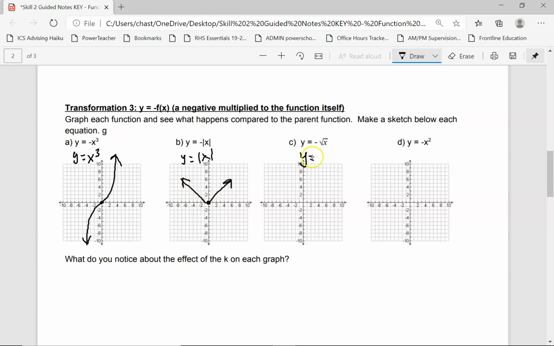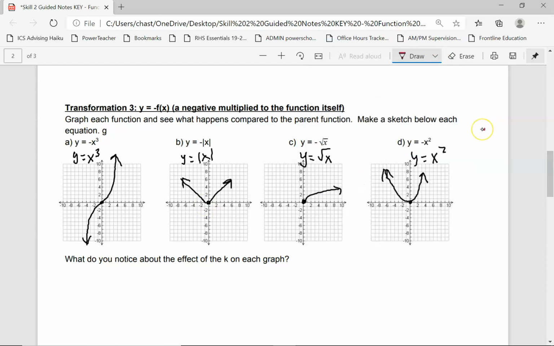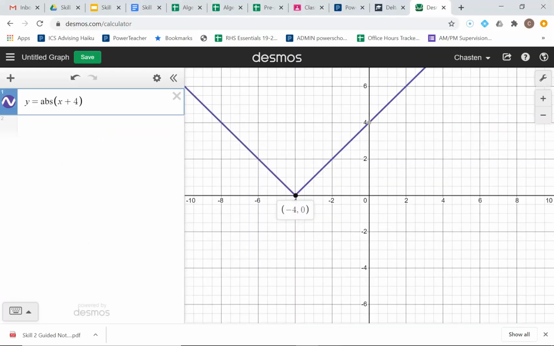Square root of x is the parent function on this one. We know that that starts at the origin and kind of hooks off to the right. And this parent function is y equals x squared, and we know that's going to do the u shape. So be very careful. Make the u's look like u's, and for absolute values, make them look like v's. And then I'm going to use, here, let's use this purplish color. So let's see what happens when we put negatives in front of our functions.